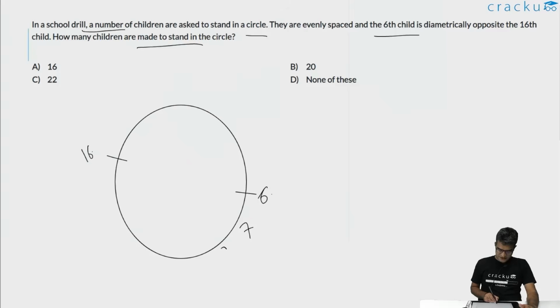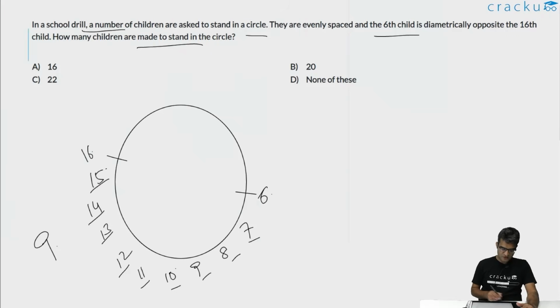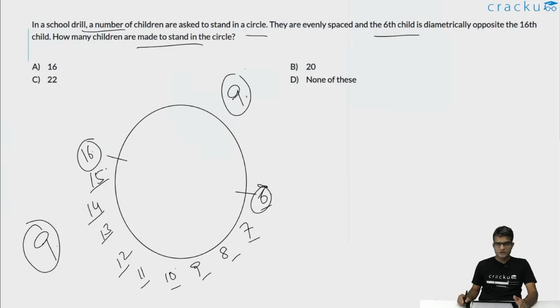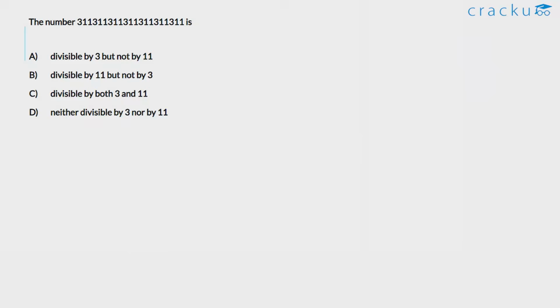So 7, 8, 9, 10, 11, 12, 13, 14 and 15 are standing on this side of the circle. So how many people are there on this side? It is 1, 2, 3, 4, 5, 6, 7, 8 and 9 people are on this side. This would imply that 9 people are on this side also. We have 9 people this side, we have 9 people this side, and we have these two guys, 16 and 6. So the total number of people standing in that circle is 9 plus 9 plus 1 plus 1, which is equal to 20. So the answer for this question is option B.